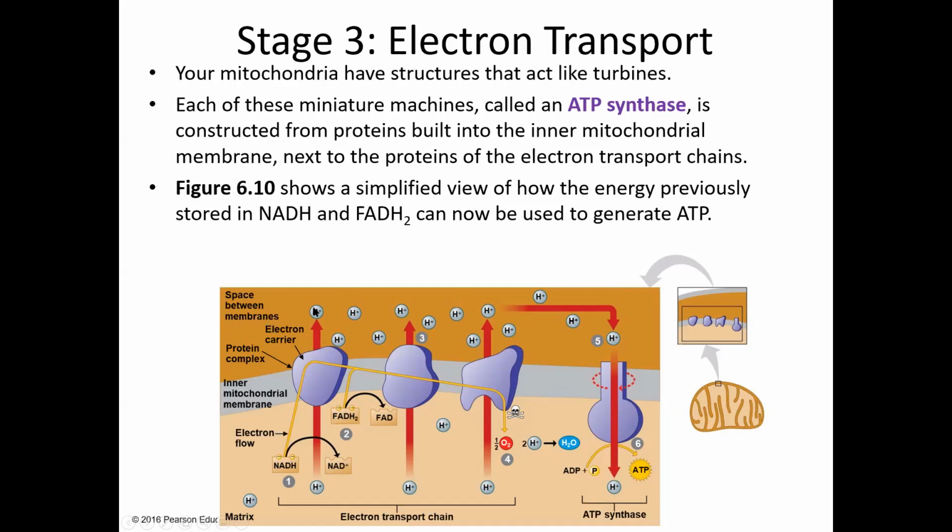Now, when all of that energy is passed through this enzyme called ATP synthase, you're going to make ATP, and a lot of it. So the electron transport chain makes the majority of ATP in your cells.